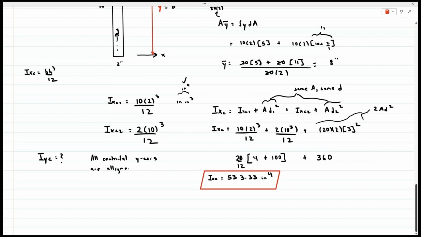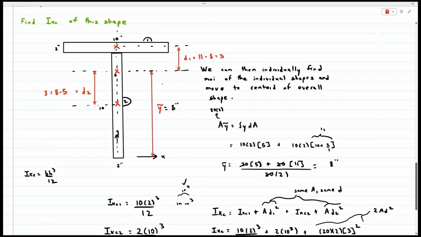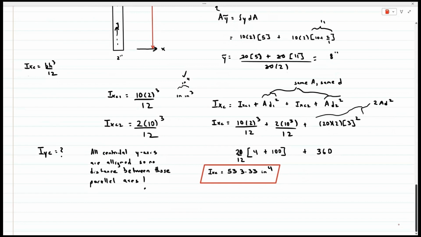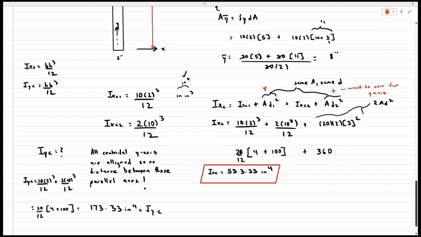What about IYC? If we look at IYC, what we'll notice is that all of the y-axes of the shapes are aligned, marked by those x's. That means that there is no parallel axis theorem to take into account. All we do is sum the moment of inertia of each shape. This one is height times base cubed over 12 plus height times base cubed over 12. If we add those up, what we end up getting is around 170 inches to the fourth.